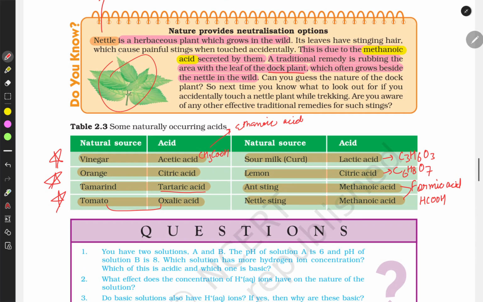So this is a natural plant, a herbaceous plant which grows in the wild, and the sting contains methanoic acid. A traditional remedy is rubbing the area with a leaf of the dock plant, which often grows beside the nettle in the wild. So this dock plant can give relief. That means it has some basic character.